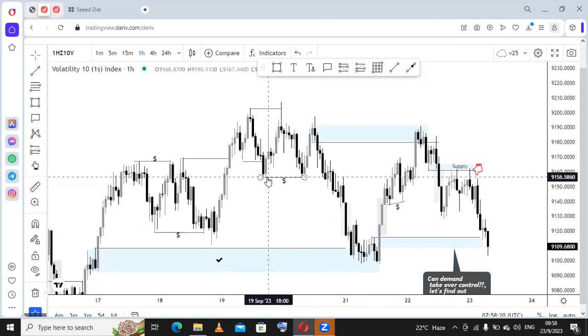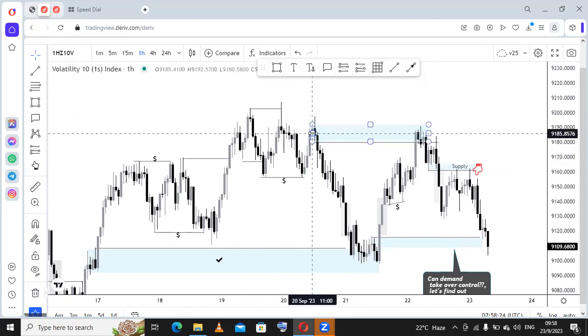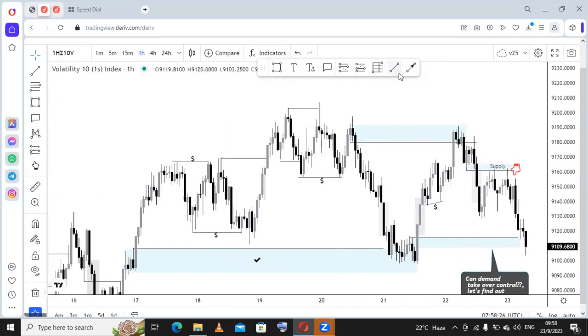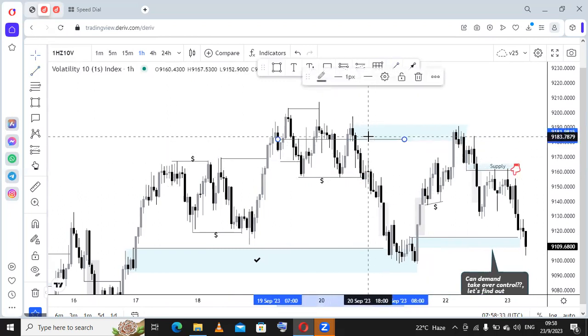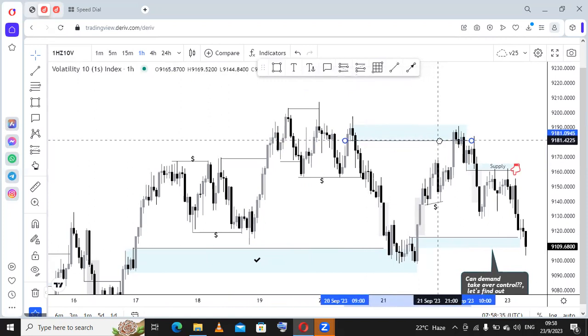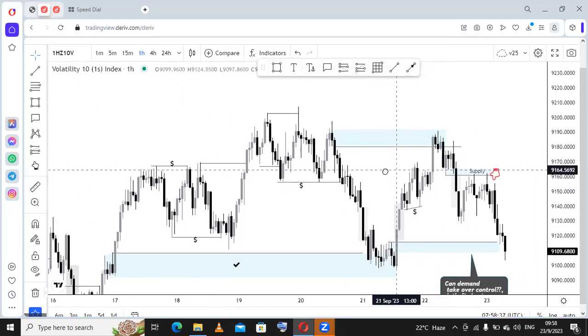Why? Because price did not break anything down here. And also this movement has momentum. So I would want to wait for price to break this. You see, once this one is broken, maybe we can look to sell.